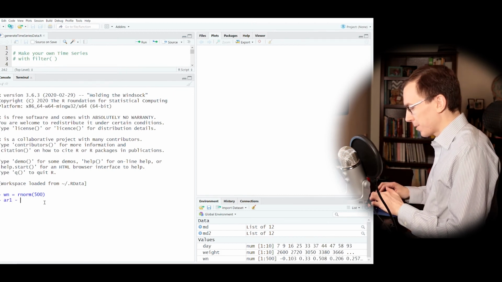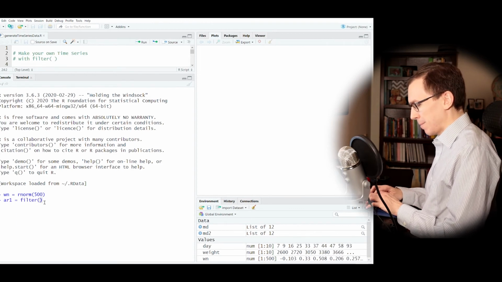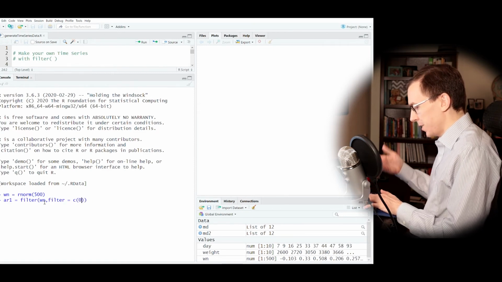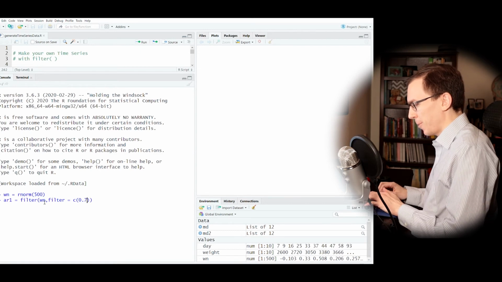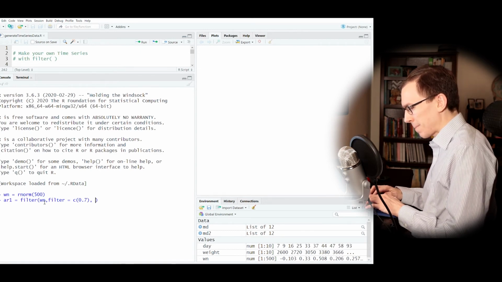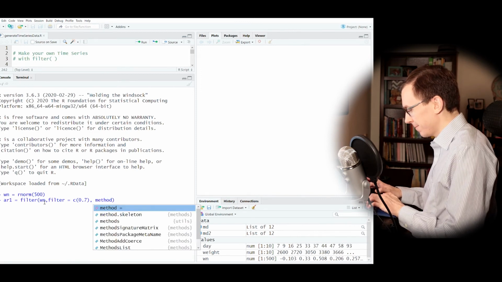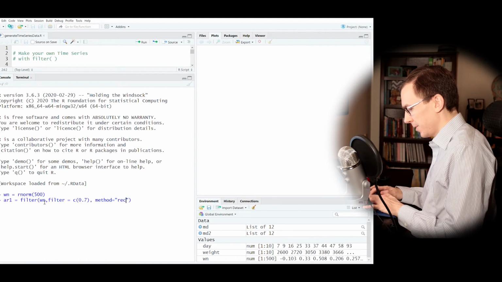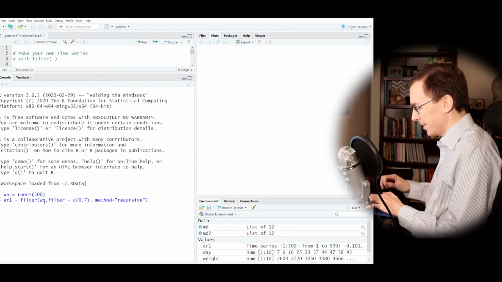We need an AR1 process. So we're going to use the filter command. And in the filter command, we're going to stick in our white noise. We are going to tell it to give us a coefficient of, let's say 0.7, something big enough that we can obviously detect it. And the method is going to be recursive, if I can spell that correctly. Good.